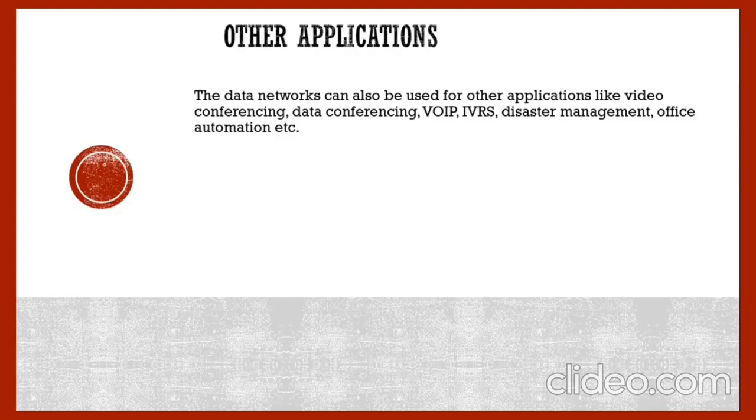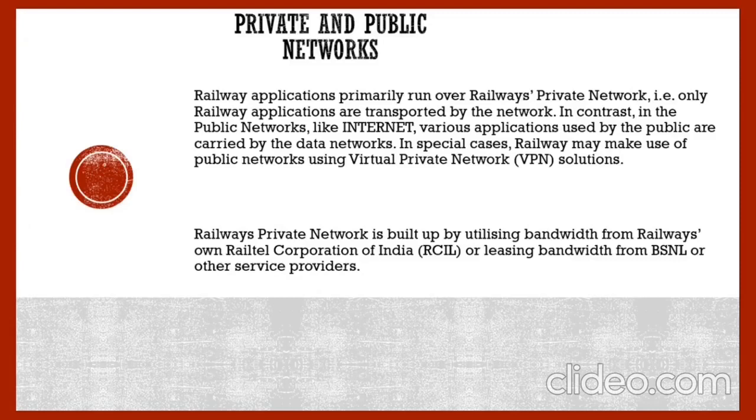And thus it is possible that we are able to book tickets online, and we are able to see what the timings of the railway are and when it will arrive. Now when we talk about networks, there are two types of network here: the private and the public network.